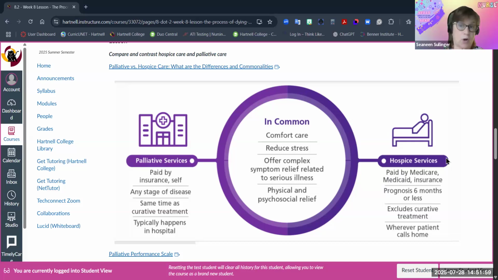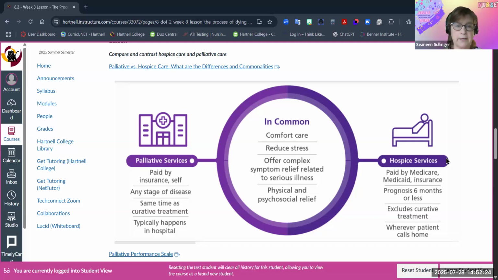The hospice we mentioned earlier in the first part, prognosis 6 months or less, although you can renew every 6 months. There is a renewal process. And there is no curative treatment. You can go to the doctor for follow-up, but there's not a specific curative treatment going on. And it happens wherever the patient calls home. It can be in the home, in long-term care, wherever.